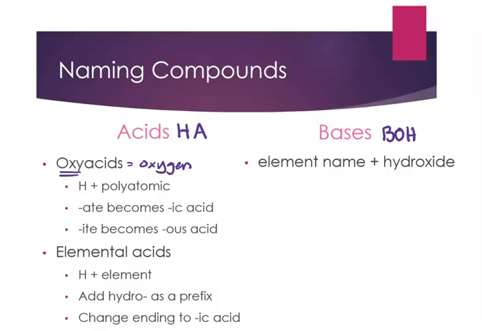Okay, then we have bases. Bases are super duper easy. You find the name of the first element that is attached to the OH, and then the OH is just hydroxide. Easy peasy. So let's look at some examples here.